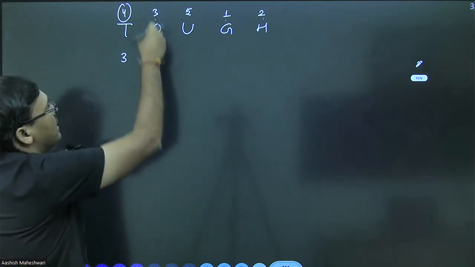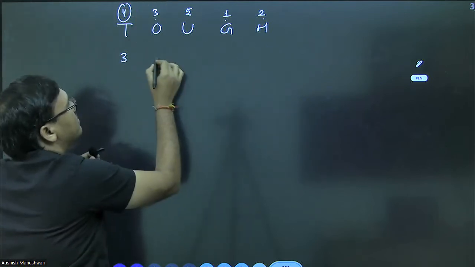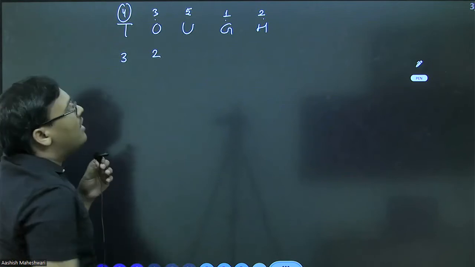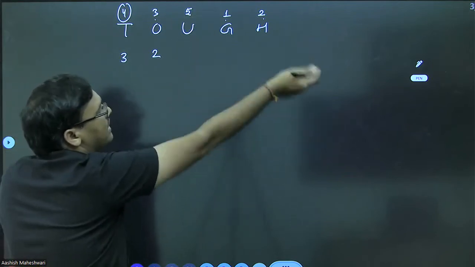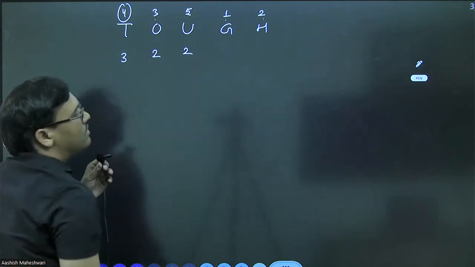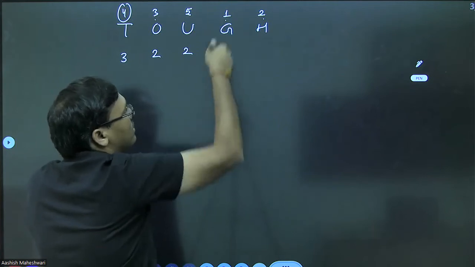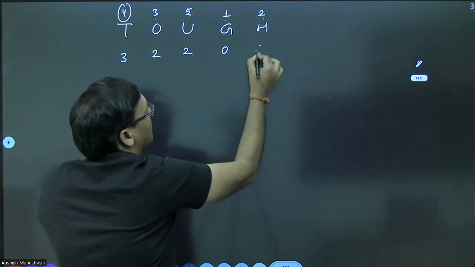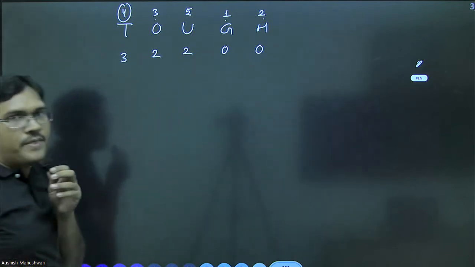Now, how many numbers are less than 3 on the right hand side? This is 2. How many numbers are less than 5 on the right hand side? This is 2. How many numbers are less than 1 on the right hand side? This is 0. And here there is no number, we will write 0.